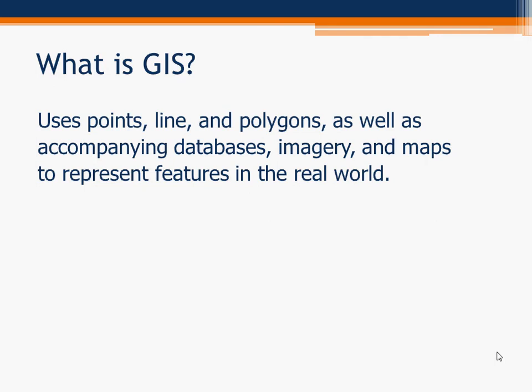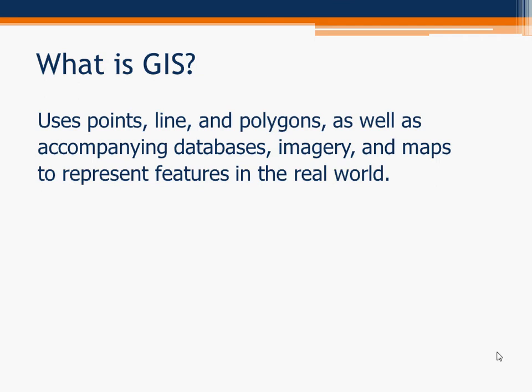So when we talk about points, lines, and polygons, we're talking about what's called vector data. And we'll talk about vector versus raster here in just a few minutes. And then, of course, we'll talk about satellite imagery and scanned maps, which are a type called raster data. So two major categories that we'll address a little bit later on.